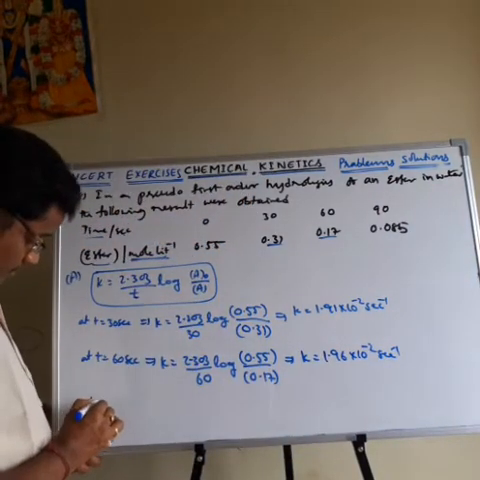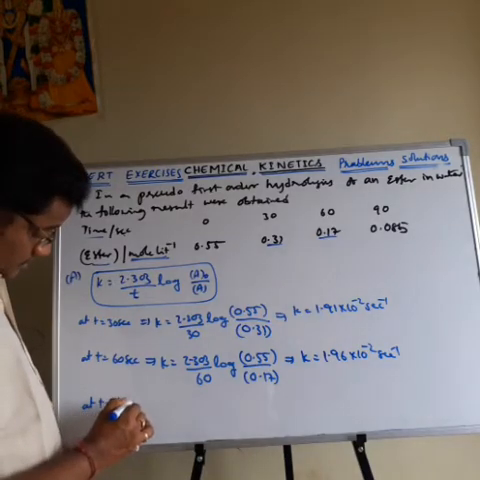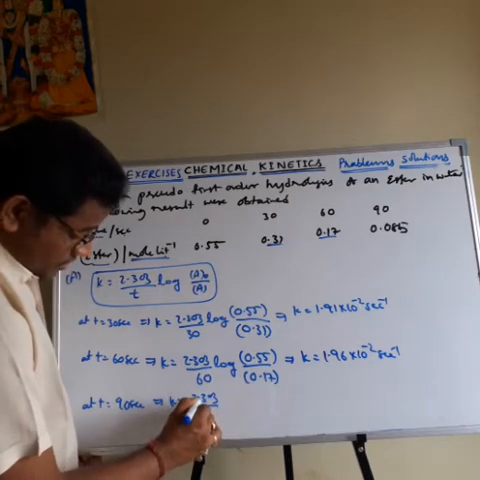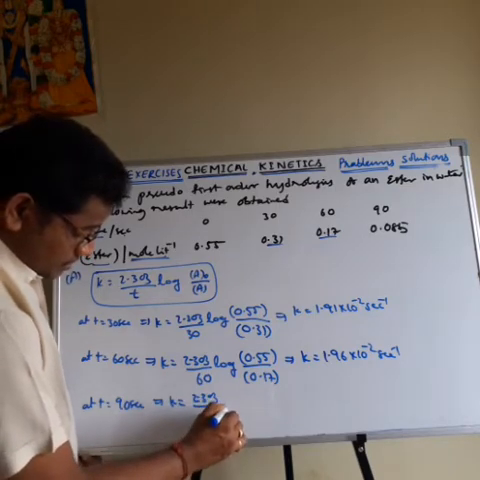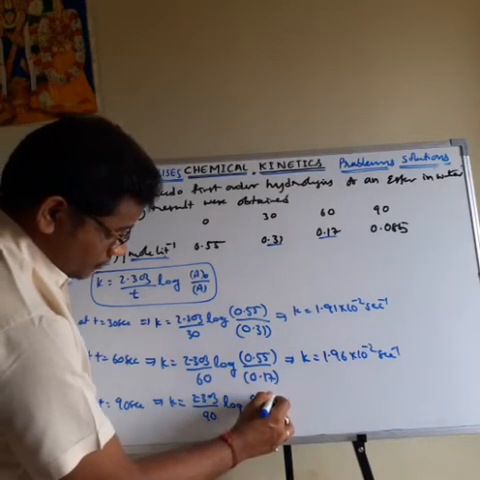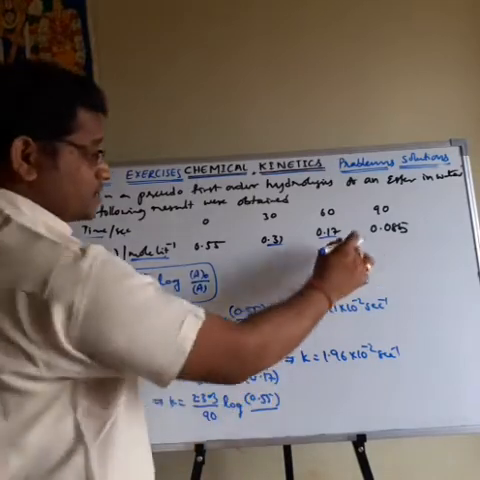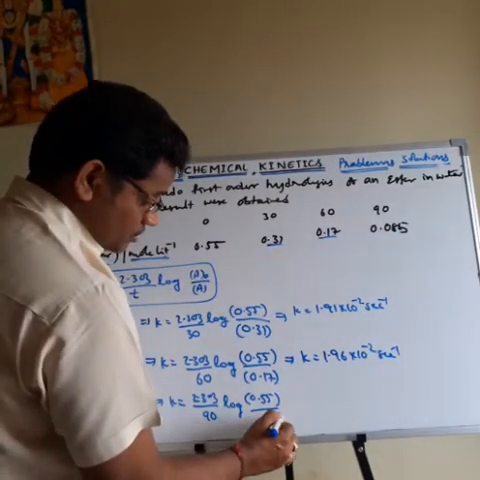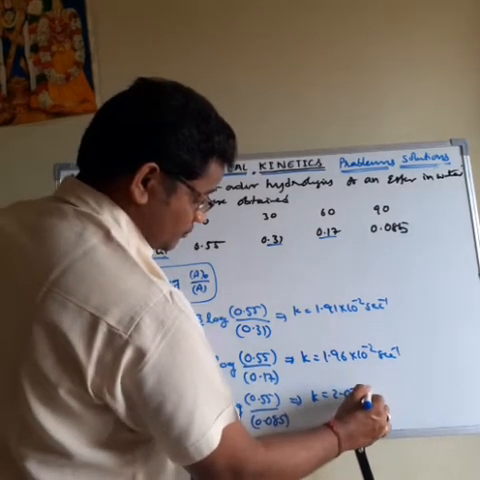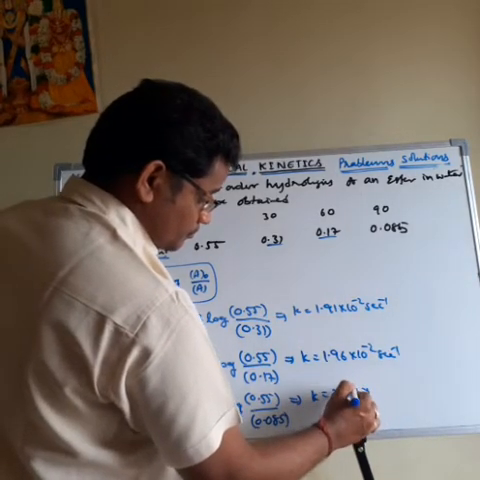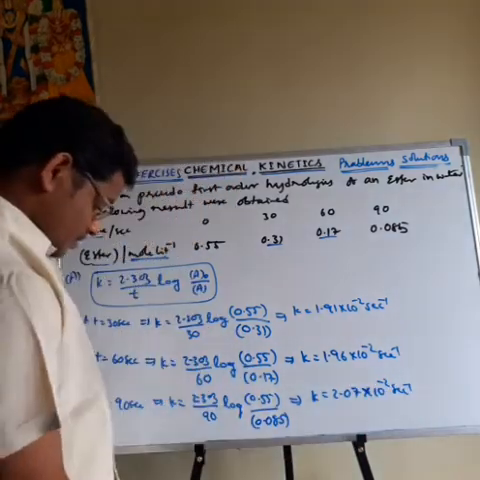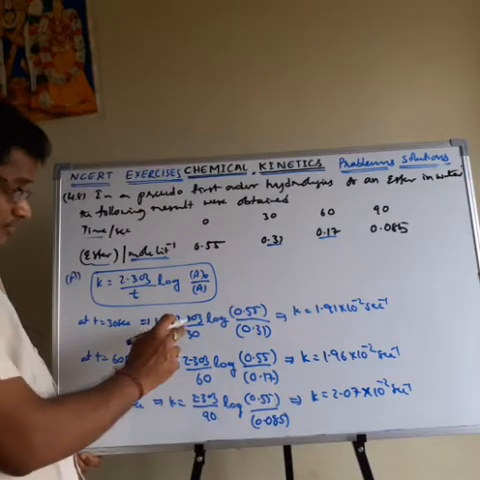Like that, at t is equal to 90 seconds, k is equal to 2.303 divided by 90 into log 0.55, initial concentration, by changed concentration 0.085. Then we get k is equal to 2.07 into 10 power minus 2 second inverse. So this is the k value at each time.